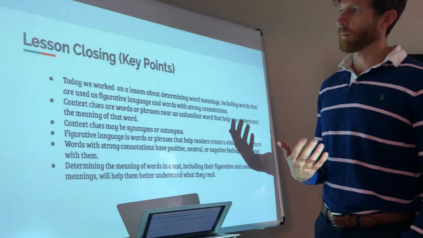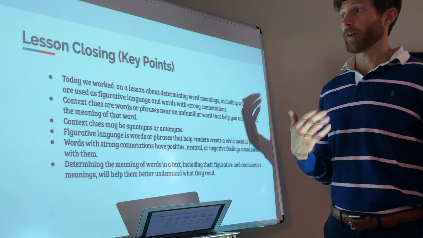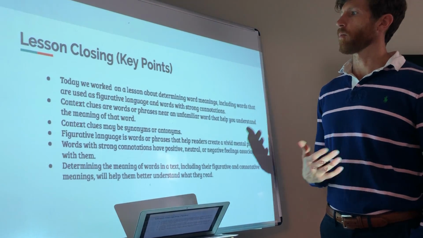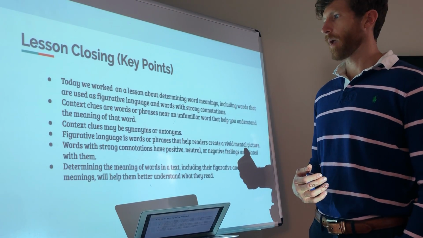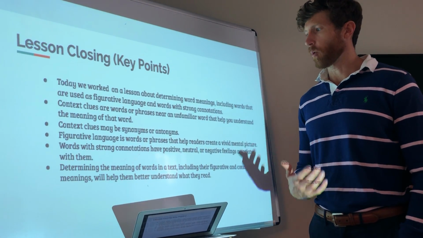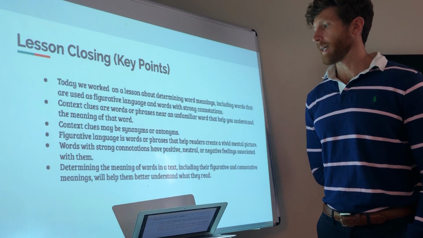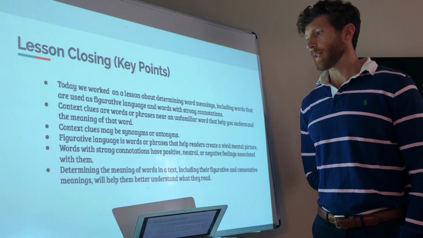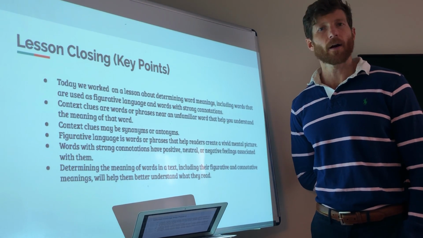So, in closing, today we worked on a lesson about determining word meanings, including words that are used as figurative language and words with strong connotations. Context clues are words or phrases near an unfamiliar word that help you understand the meaning of that word. Context clues may be synonyms or antonyms. Figurative language is words or phrases that help readers create a vivid mental picture. Words with strong connotations have positive, neutral, or negative feelings associated with them. Determining the meaning of words in a text, including their figurative and connotative meanings, is going to help you better understand what you read.